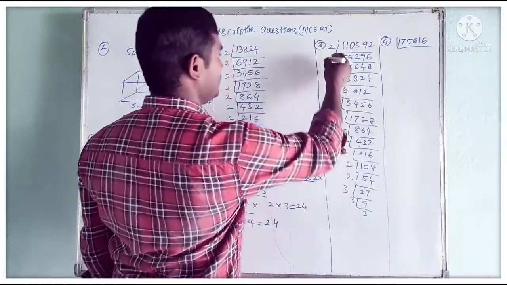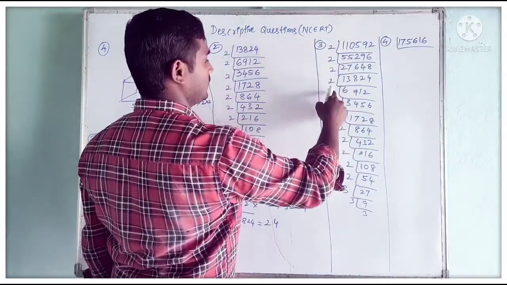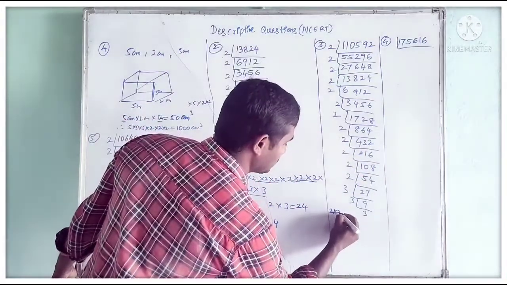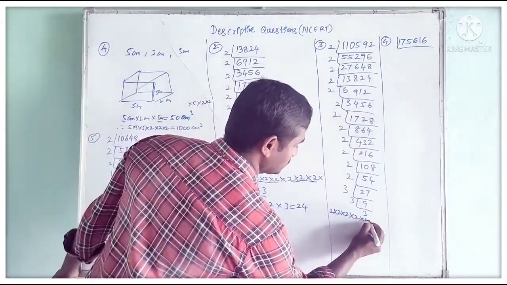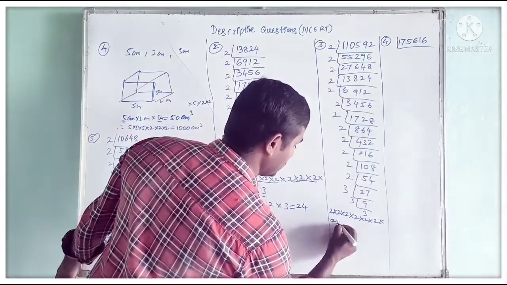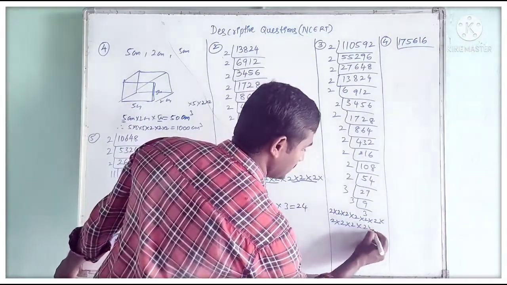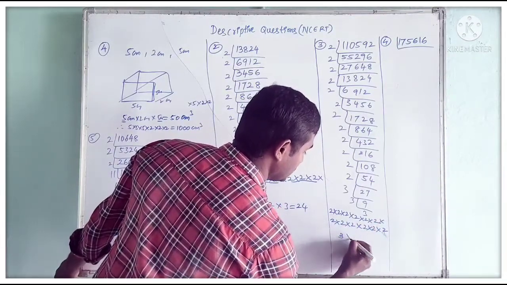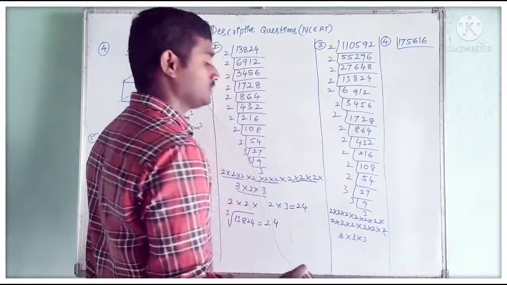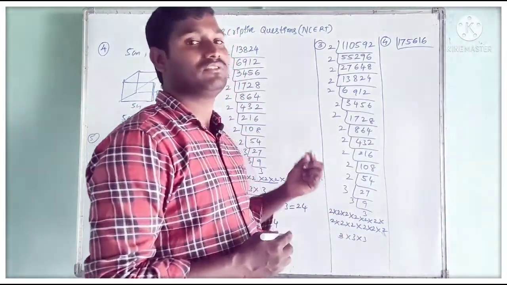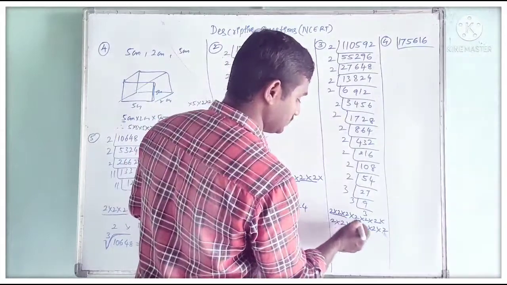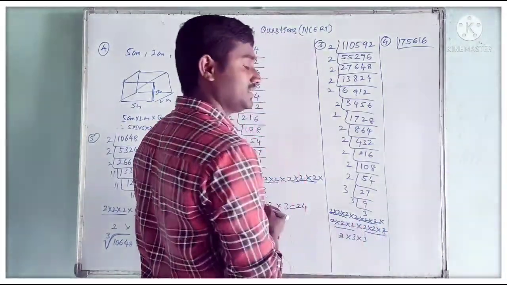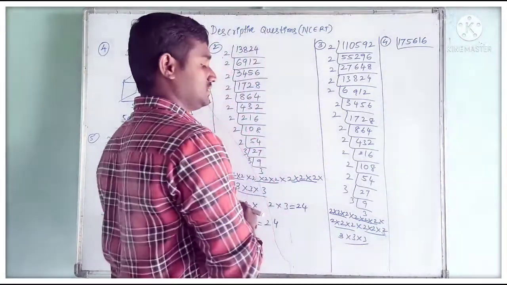So if you write, how many 2's do we have? 1 2 3 4 5 6 7 8 9 10 11 12. So 12 2's we have: 1 2 3, 1 2 3, into 1 2 3, into 1 2 3, okay. Next 3 into 3 into 3. So make the groups for every 3 similar factors. So these 3 2s is one group, these 3 2s one group, these 3 2s one group, these 3 2s one group, these 3 3s one group.